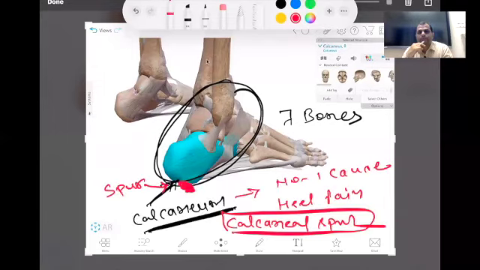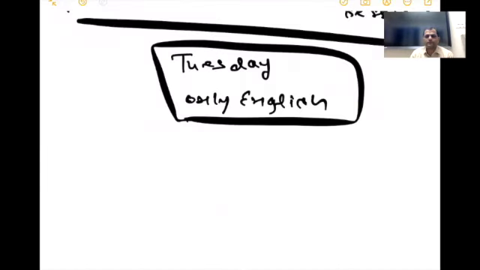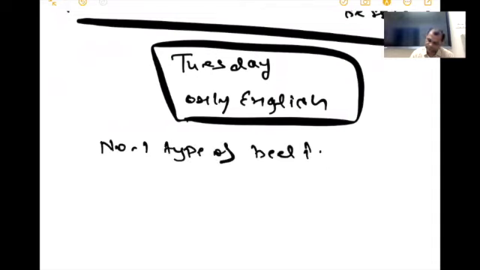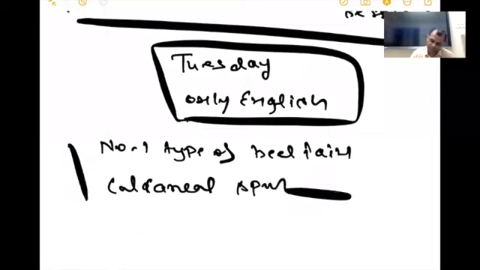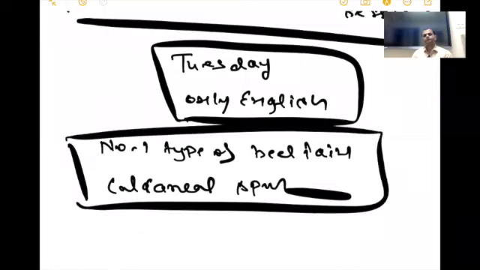There are 3 types of heel pain, and we are discussing the number one type, that is calcaneal spur. This is the number one cause of heel pain. Why is it happening? What is the reason?